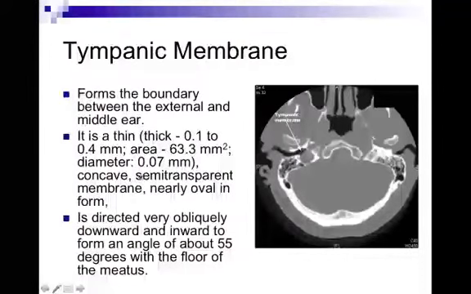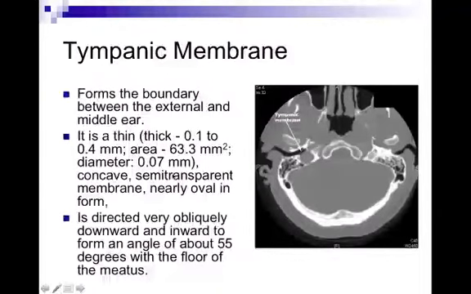In a healthy tympanic membrane, it's semi-transparent, so you should be able to see some of the ossicles that lie behind it. It's oval shaped, and it's directed not perpendicular to the ear canal, but slanted at about 55 degrees to the floor of the ear canal. Apparently that has a protective function too, because things that are slanted are more stable, and so that gives a little bit of stability and protection to the ear canal.